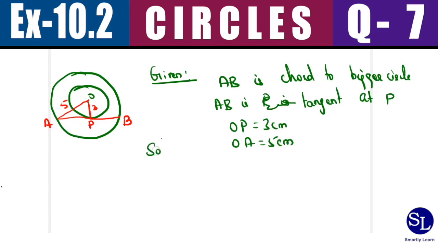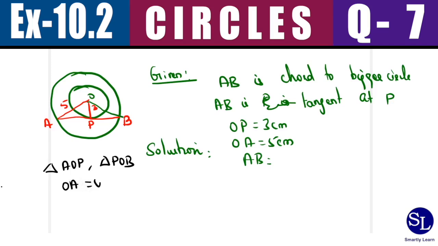So let's now try to find out what is asked of us. They're asking us to find the length of the chord of the largest circle. So they want us to find out what AB is. In order to find AB, first I'm going to join OB. So let's take up the triangle AOP and triangle POB. So first we are going to prove congruency between these two triangles.